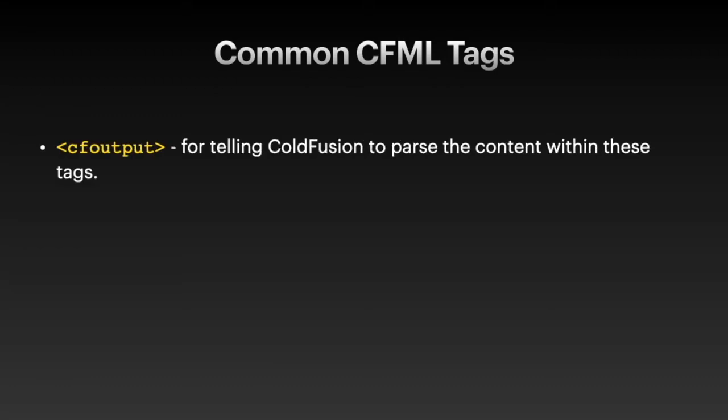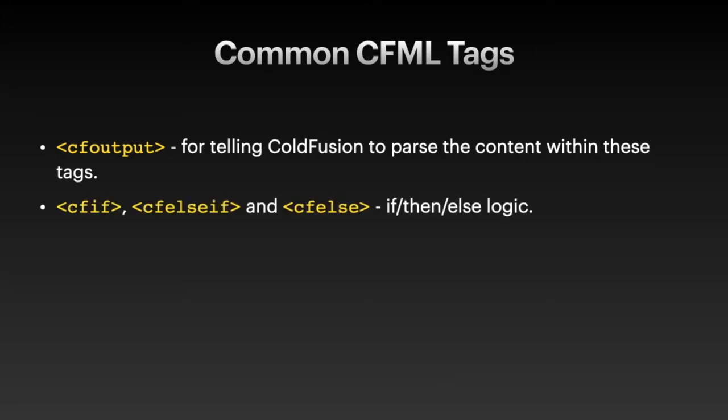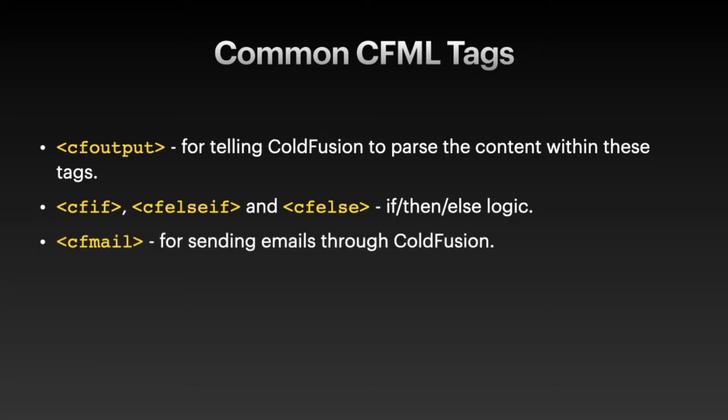Some of the common CFML tags that you will see when you are looking at ColdFusion code. cfoutput tells ColdFusion to parse the content between the start and end tag. Everything in there needs to be parsed by ColdFusion. cfif, cfelseif, and cfelse also provide if, then, and else logic. If this, then do this, else do this. cfmail is a tag used for sending emails through ColdFusion.